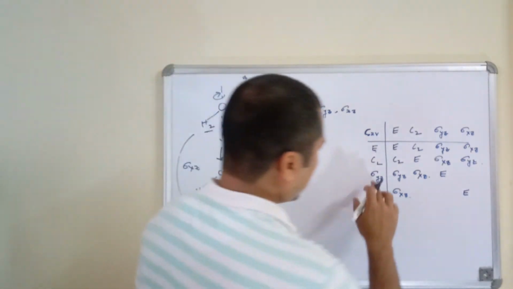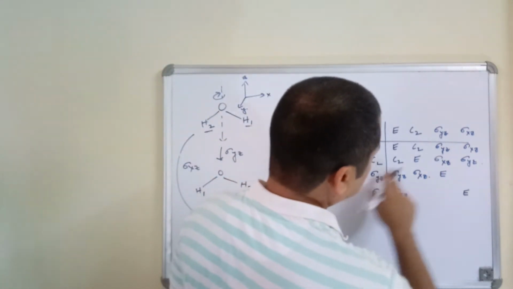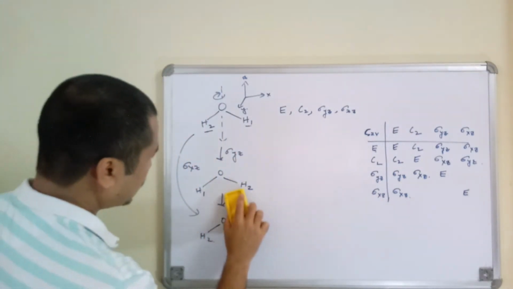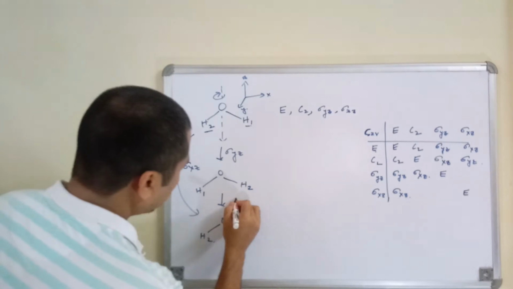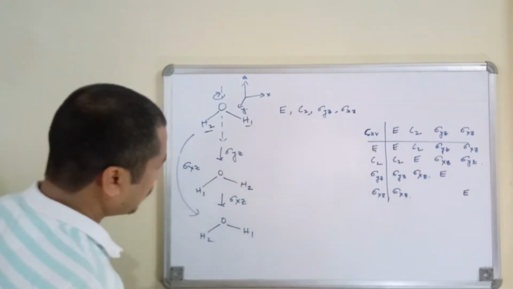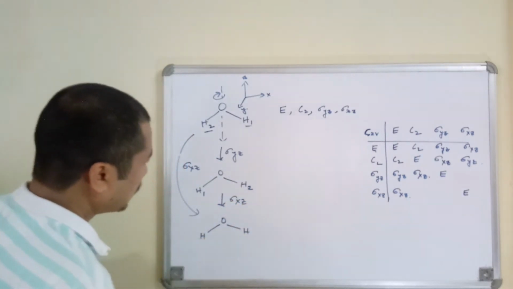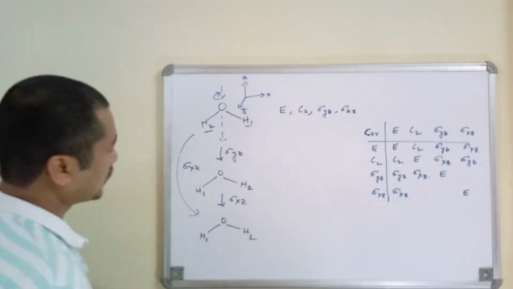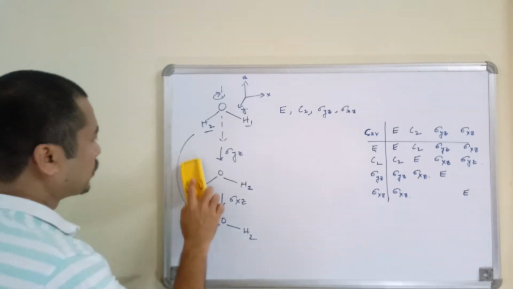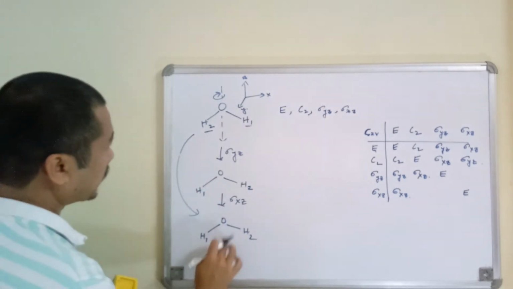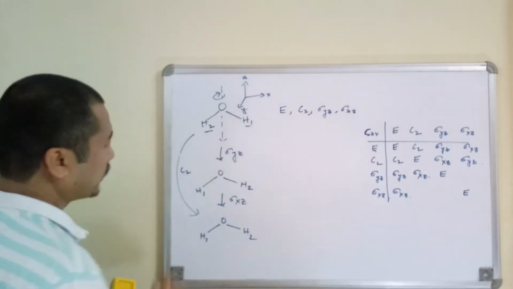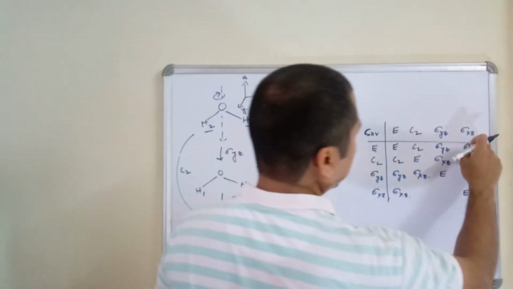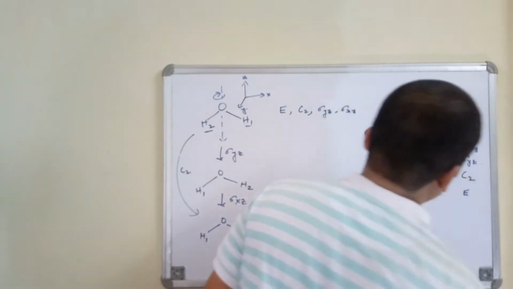Then sigma yz with sigma xz. We see sigma yz with sigma xz. Because sigma xz does not change the position of the atoms, they will remain as such, and this configuration we can get from here straight away by doing C2. So the product of sigma yz with sigma xz will be equal to C2.